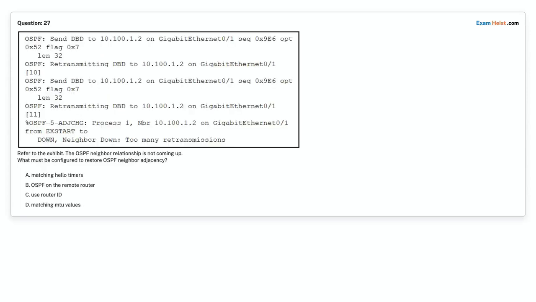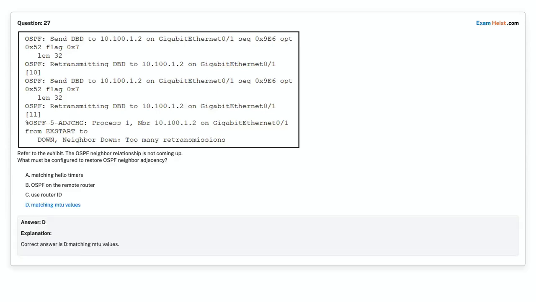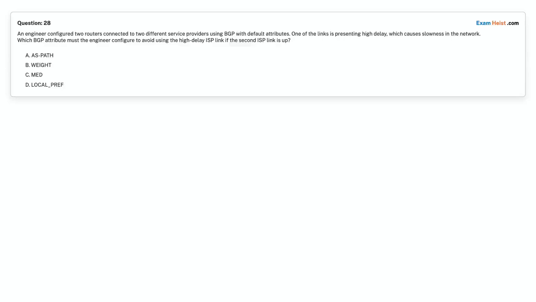Question 27. Refer to the exhibit. The OSPF neighbor relationship is not coming up. What must be configured to restore OSPF neighbor adjacency? Option A. Matching hello timers. Option B. OSPF on the remote router. Option C. Use router ID. Option D. Matching MTU values. Choose the correct answer. Correct answer is option D. Matching MTU values.